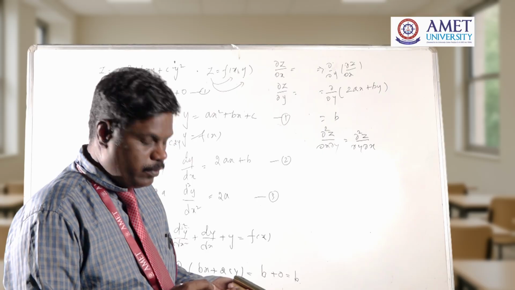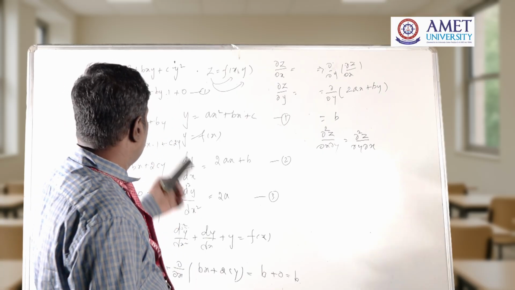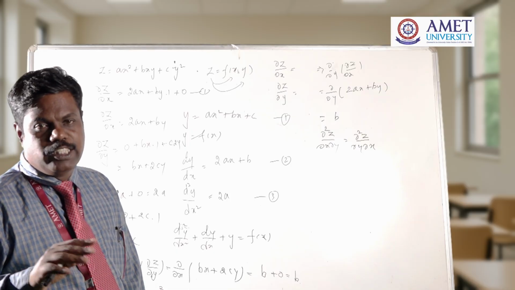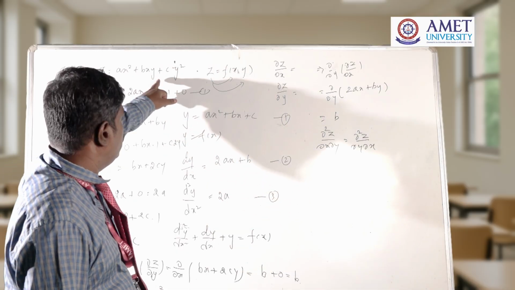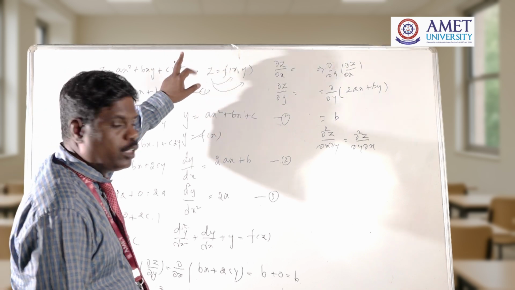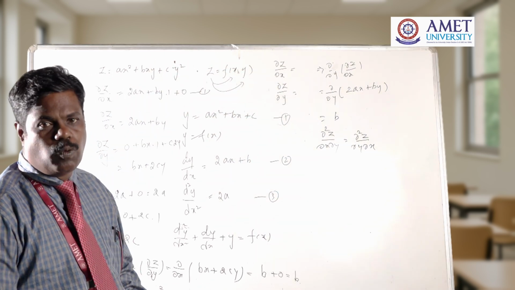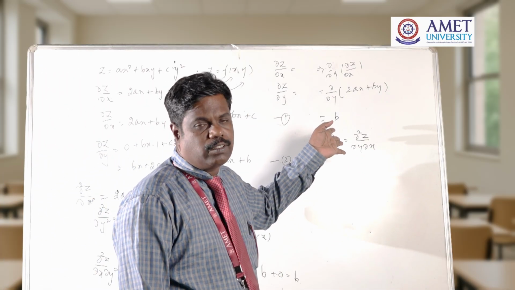It is to be equal whenever it is homogeneous. Homogeneous means the degree should be the same. Here, what is the degree? Here the degree is x square, 2. Here x power 1, y power 1, so 1 plus 1 is 2. Here y square, so the degree is 2. So the answer will be equal.